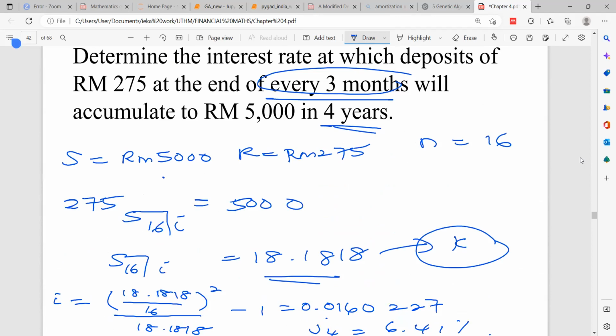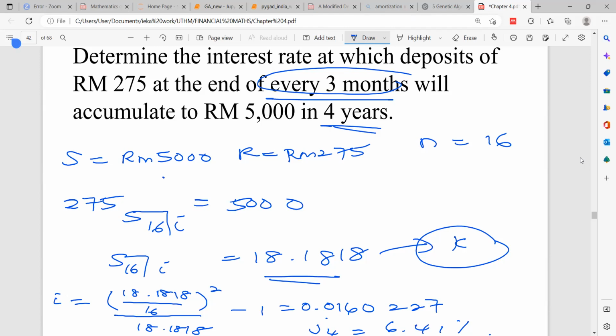So for example, determine the interest rate at which deposits of 275 at the end of every 3 months accumulate to 5,000 in 4 years. So we have S is 5,000, R is 275, and our n is 16. So we get 275 s angle 16 at i equals 5,000. So s angle 16 at i is equal to 18.1818. So ini adalah value k kita.